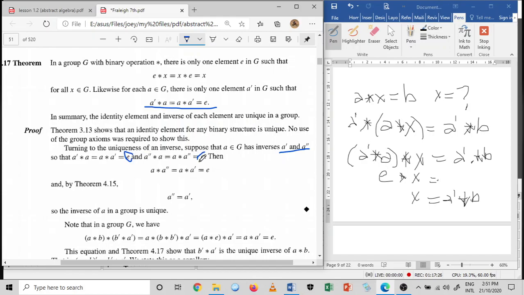See here. Meaning, this expression and this expression are both equal to E, meaning they are equal. Okay? So, by the left cancellation, you can cancel A there because we are talking of a group. Therefore, we say that A double prime is just equal to A prime. So, there can only be one inverse for each element in a group.